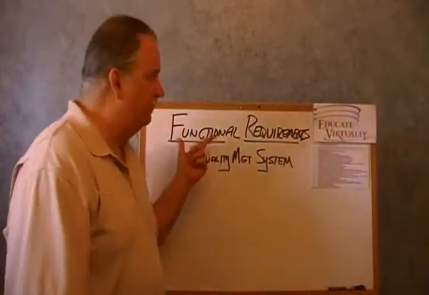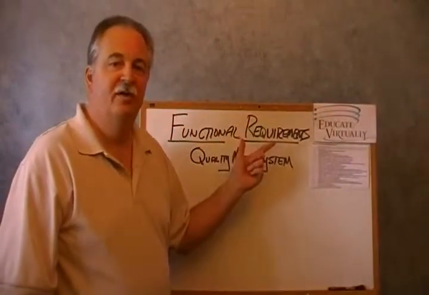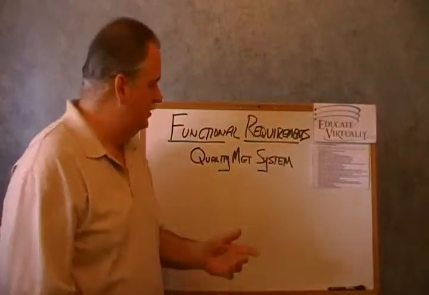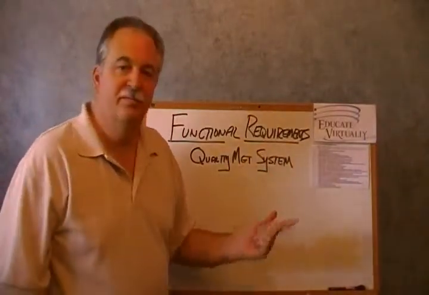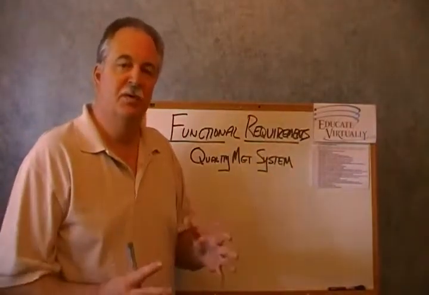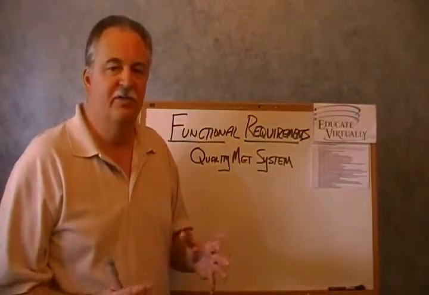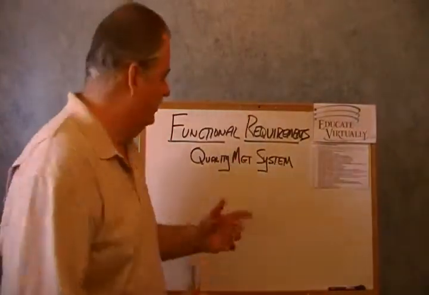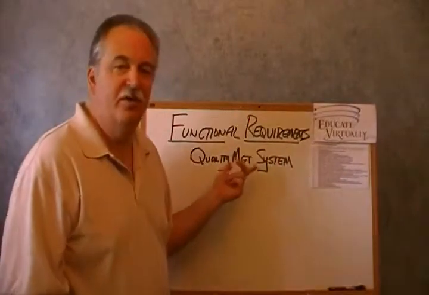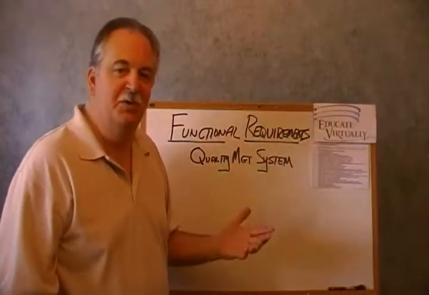We're going to talk about functional requirements and how you go ahead and develop those. And in this case, we're talking about a quality management system. Now, we've already started with the voice of the customer requirements. We've got those prioritized. Now what we want to think about is, okay, just what is it that this quality management system is supposed to do?